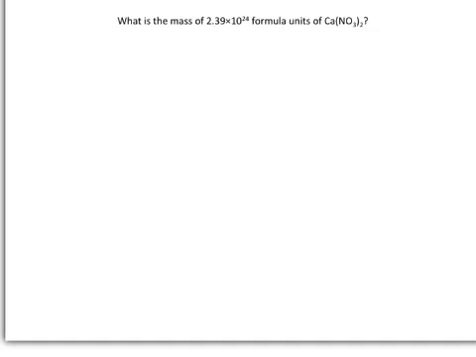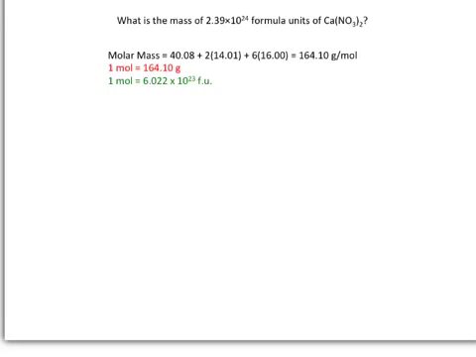Alright, in the first example, we want to know what is the mass of 2.39 times 10 to the 24th formula units of calcium nitrate. And again, the reason we call this formula units as opposed to molecules is because we're dealing with an ionic compound, not a covalent compound. So the first thing that we need to do is figure out what are our conversion factors. We're starting in formula units, and we want to go to mass, so it's going to be a two-step conversion. So the first thing we need to do is figure out what is the molar mass.